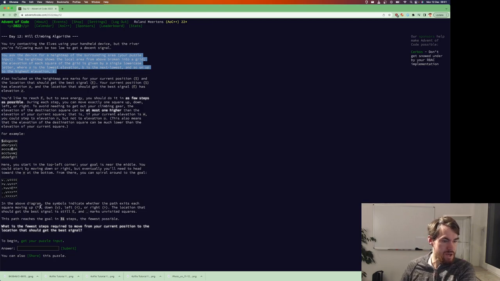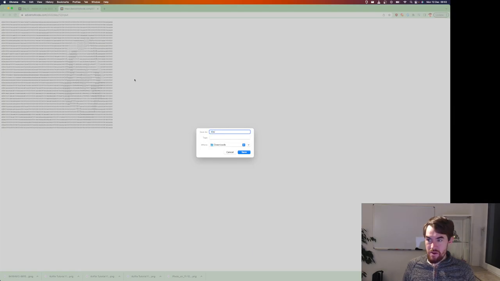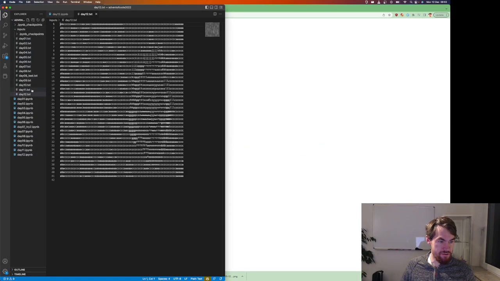But how do we know? The elevation of the destination square can be at most one higher than the elevation of your current square. So how do we know what the elevation of the goal is? Let's just get the puzzle input, d12.txt, and move that to my inputs.